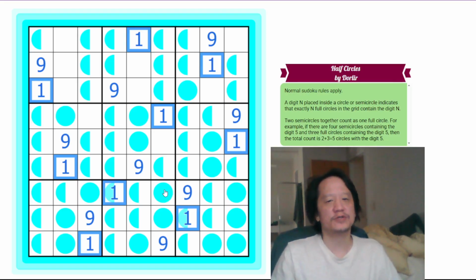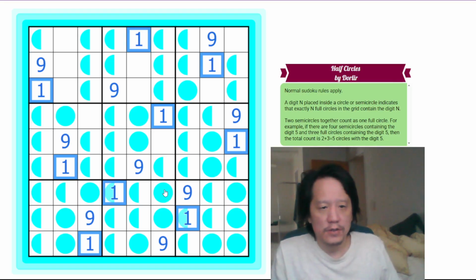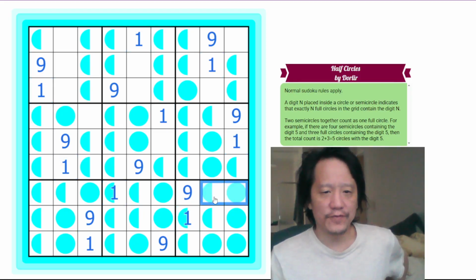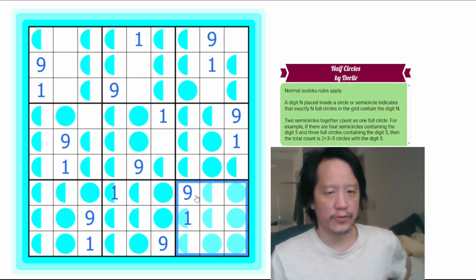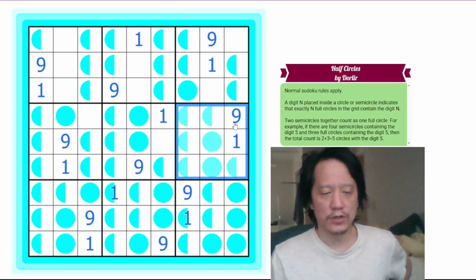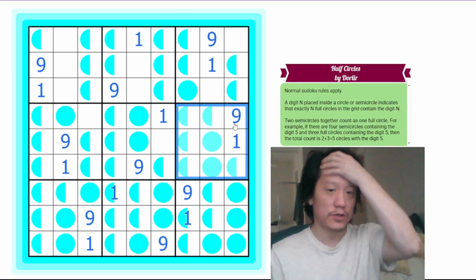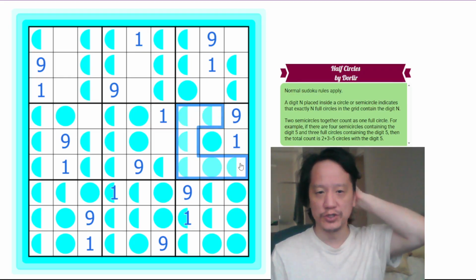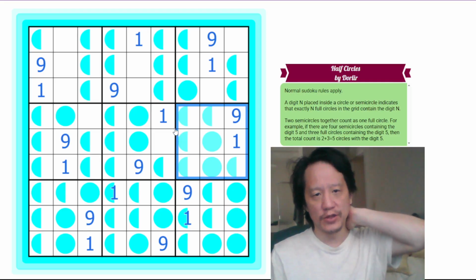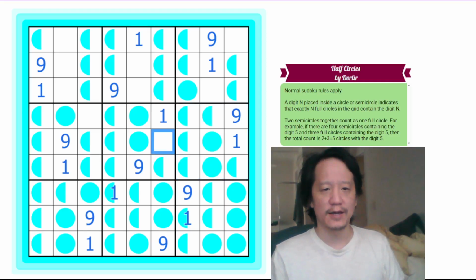2 might be similar. So, how many boxes now have to be 2 on a semicircle or circle? And we have 1, 2, 3, 4 boxes which have 2. So they must be in the semicircles in those boxes, which means it cannot be 2 in all the other boxes. So this has to be 2. This must be 2.